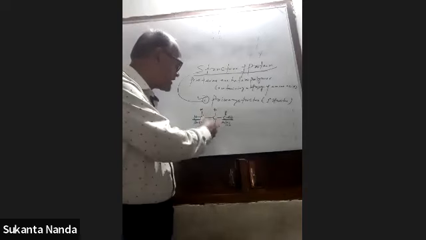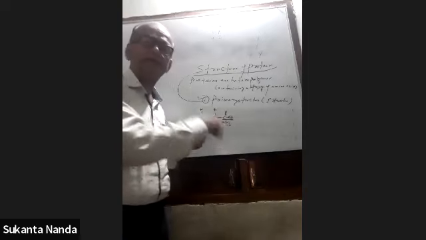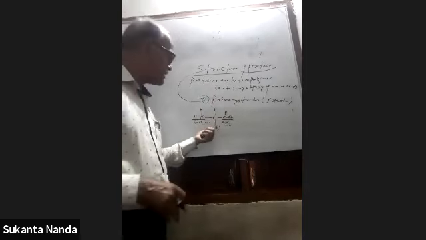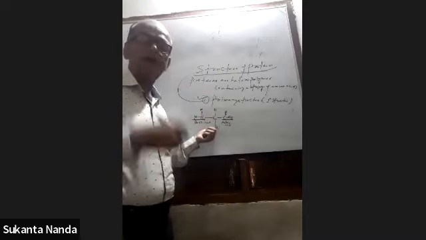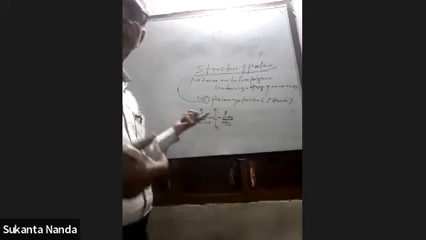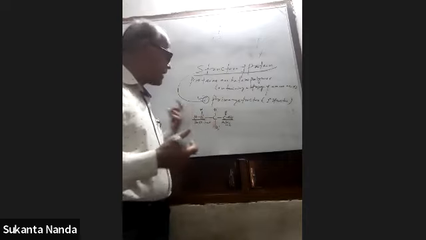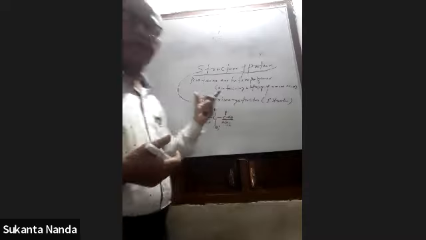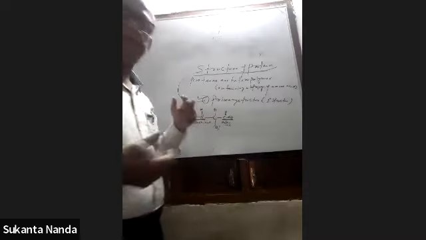If R is replaced by H, it will be glycine, or it will be a different amino acid if R is replaced by any other group. I have already shown you all the 20 amino acids in previous classes, so there is no need for discussion here.